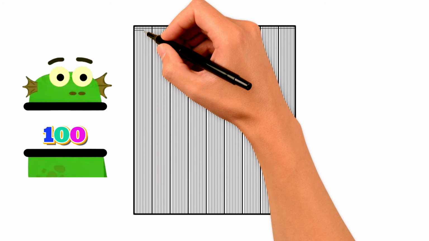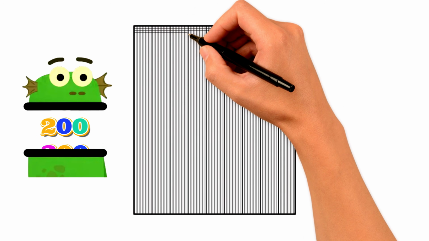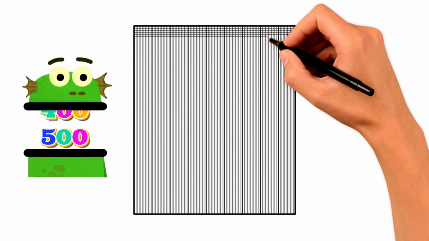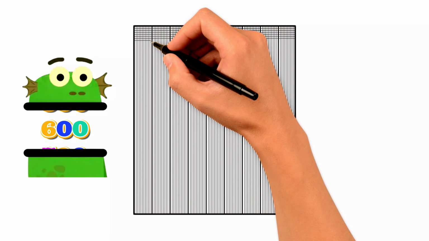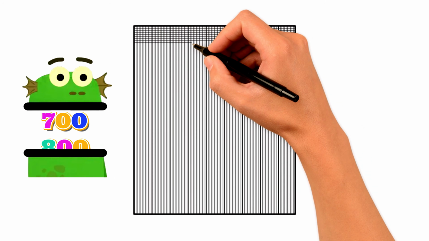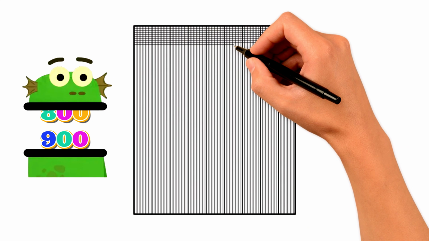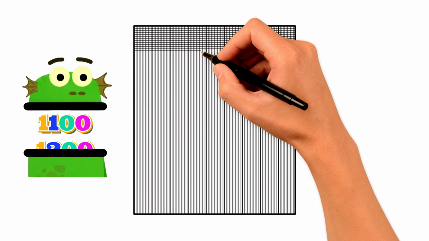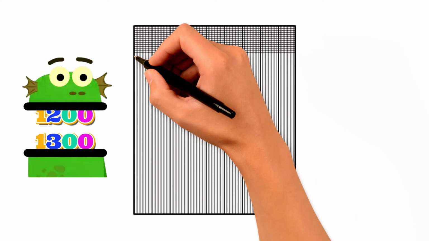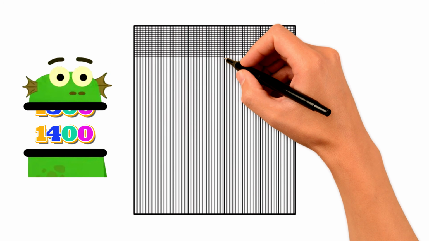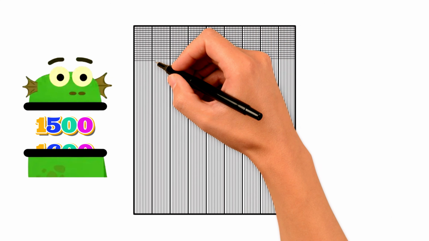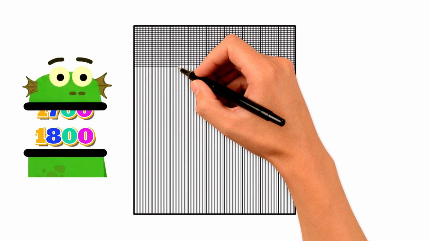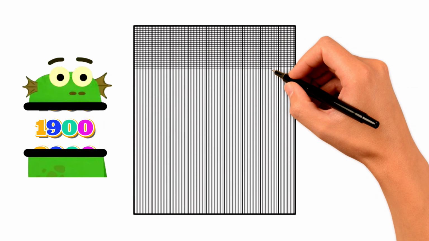Here we go. 100, 200, 300, 400, 500, 600, 700, 800, 900, 1,000, 1,100, 1,200, 1,300, 1,400, 1,500, 1,600, 1,700, 1,800, 1,900, 2,000.